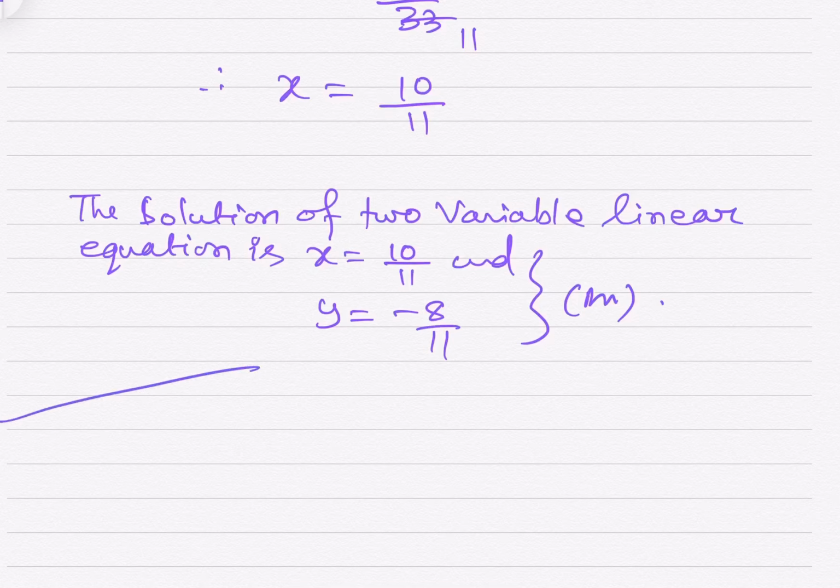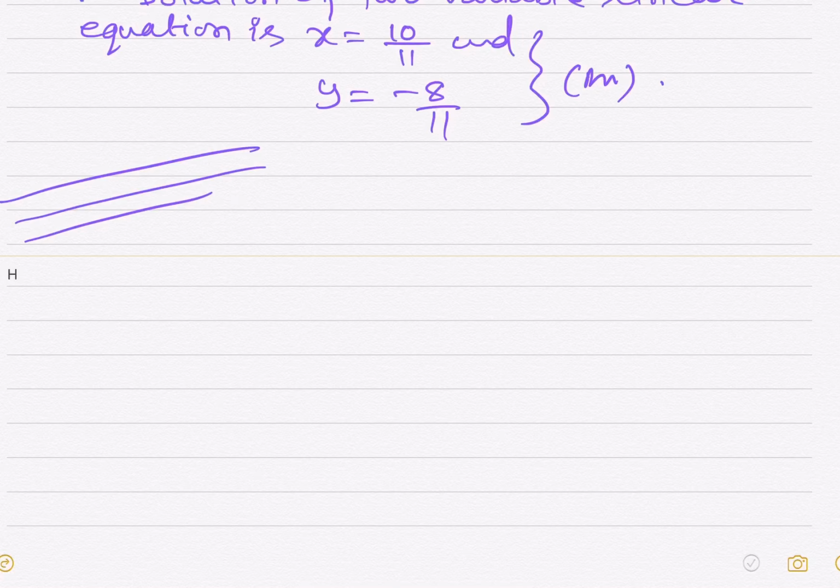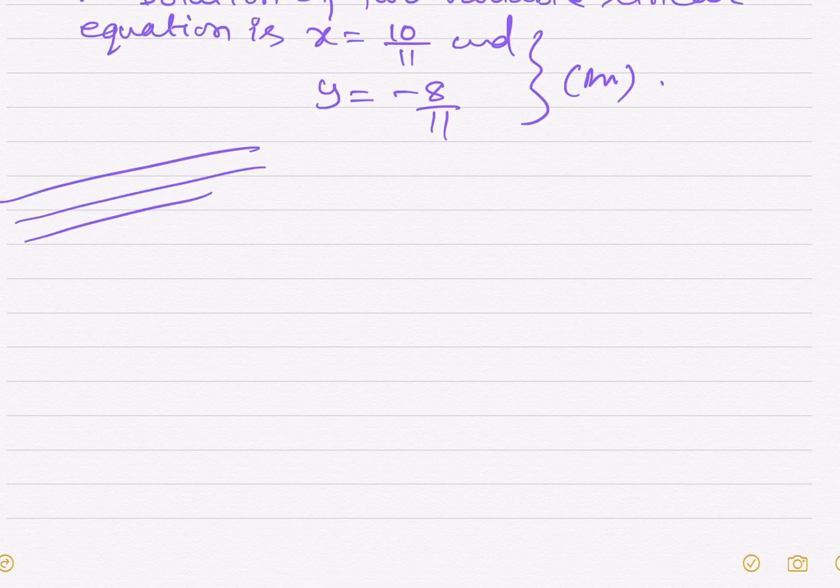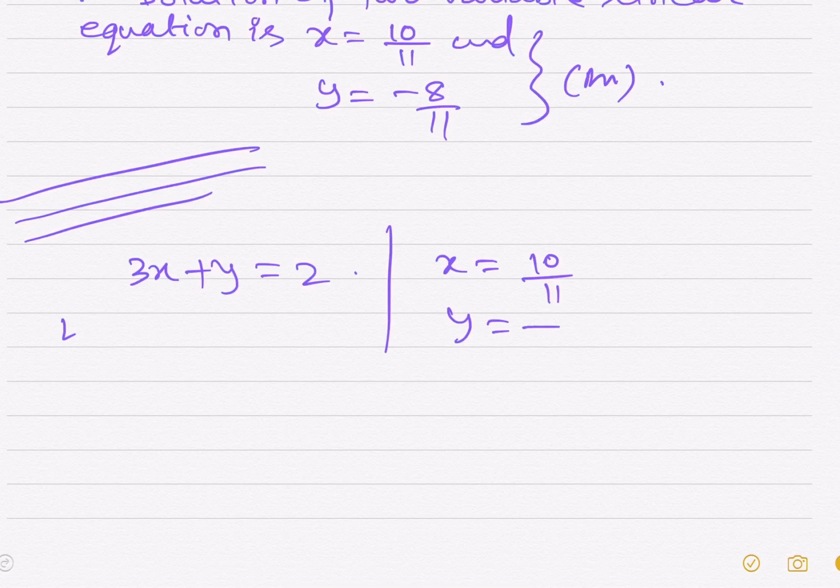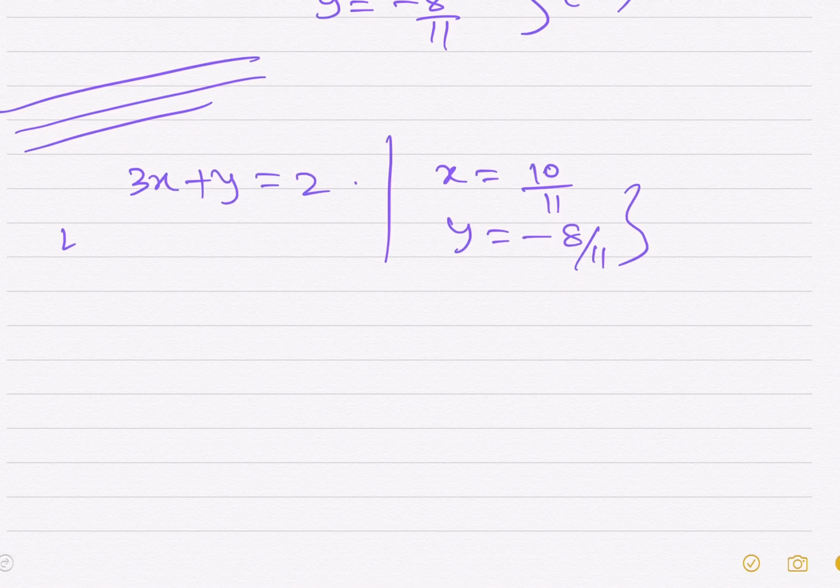If you want to verify your answer, simply substitute these two variable values in one of the given equations in the LHS part, then compare whether the LHS part is equal to the RHS part or not. If yes, then your answer is correct. Now let's simply check here. I'll write equation 1 here, 3x plus y equals 2. Now our variable values are x equals 10 by 11 and y equals minus 8 by 11. So substitute these two values in the LHS part of the equation here.